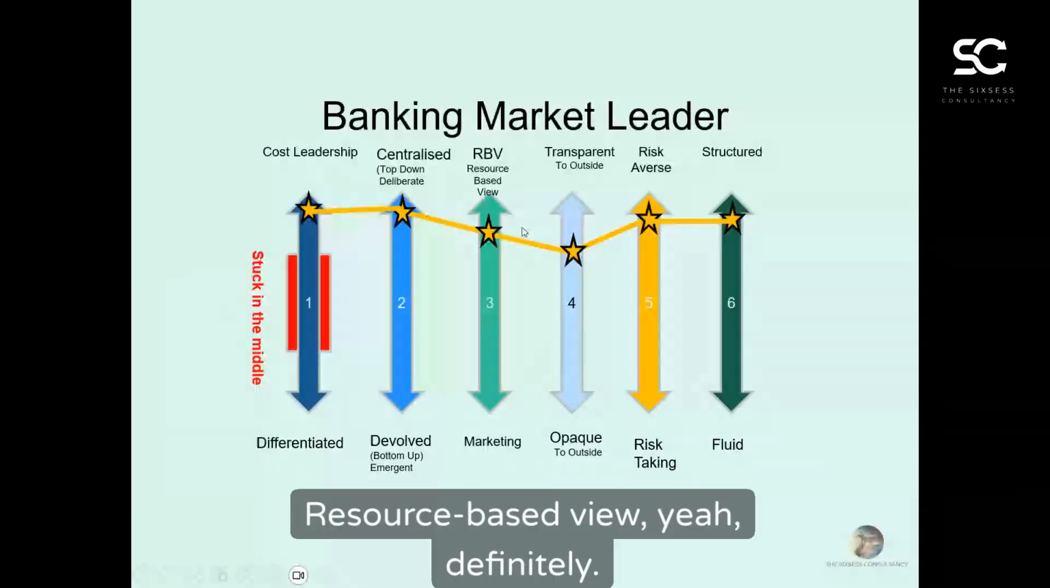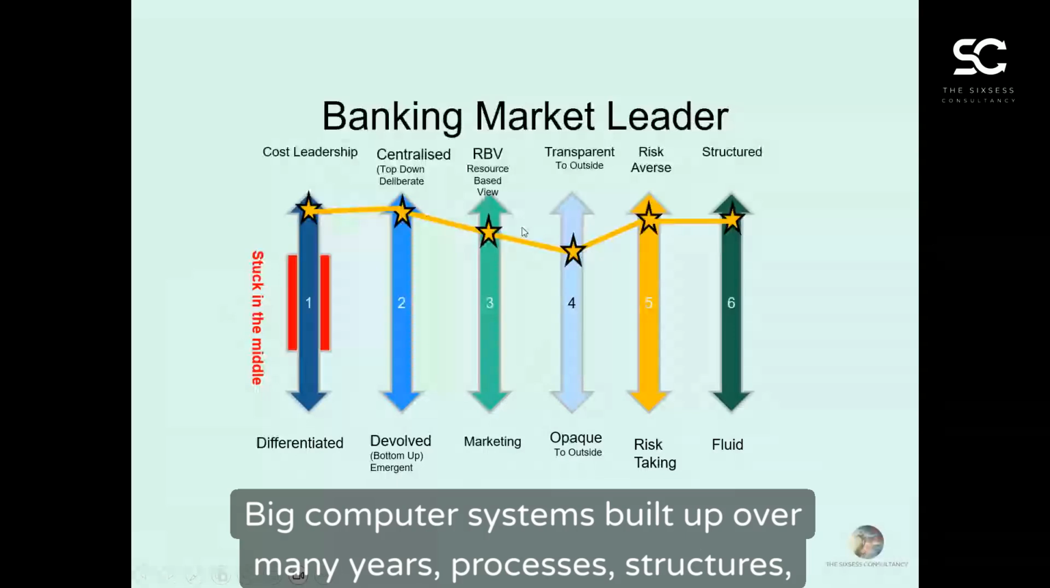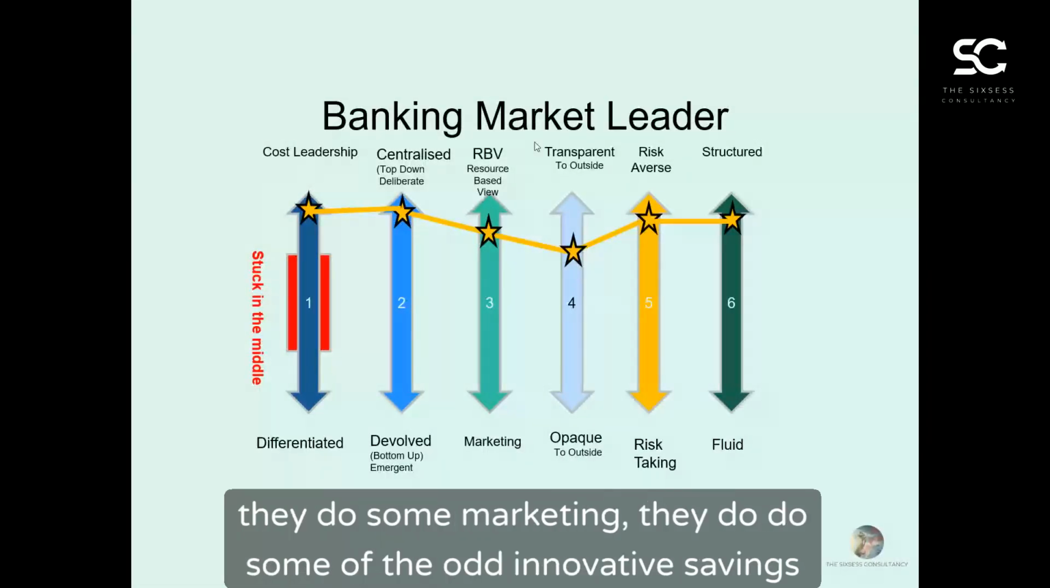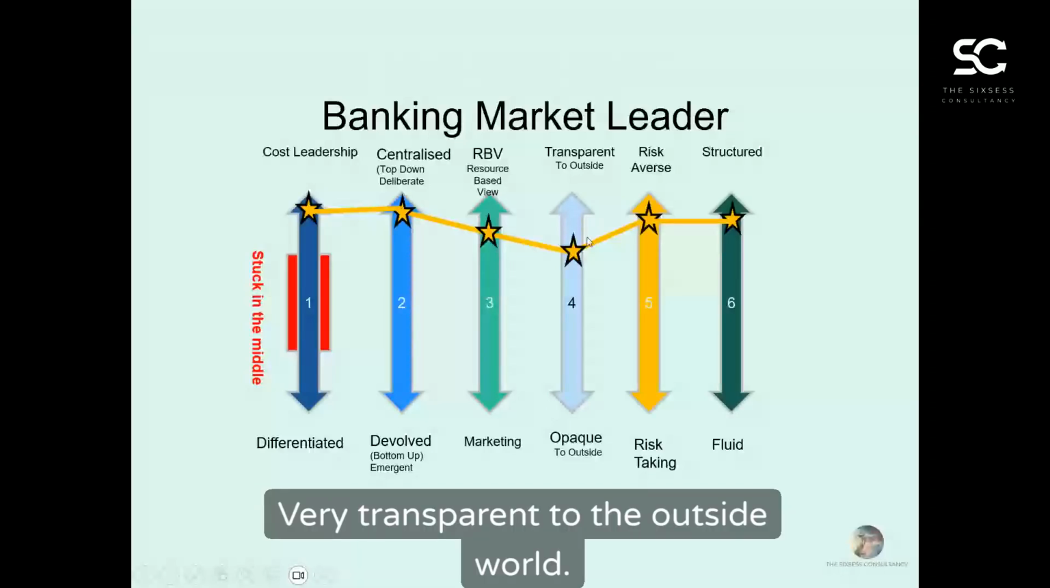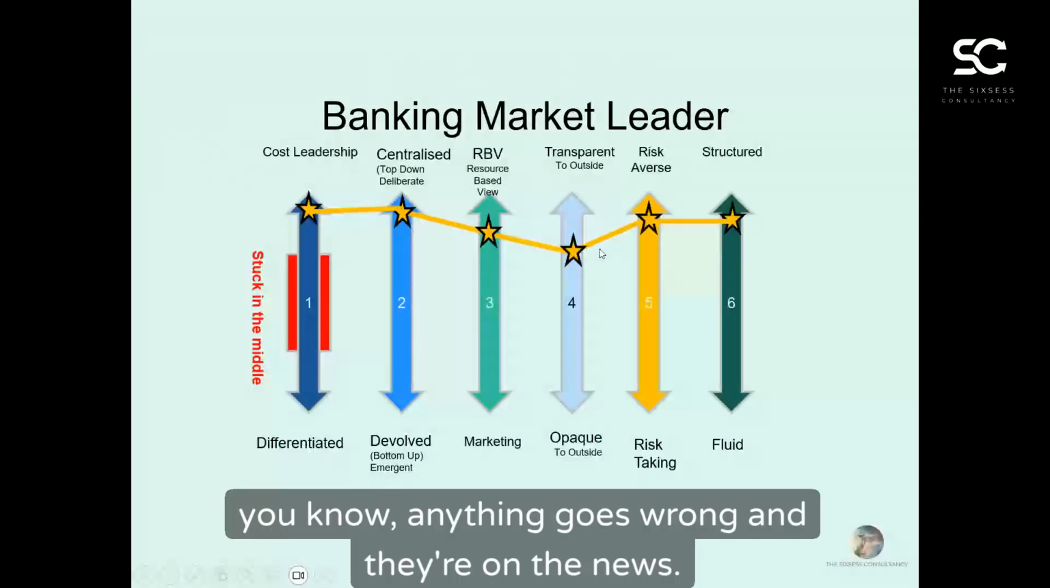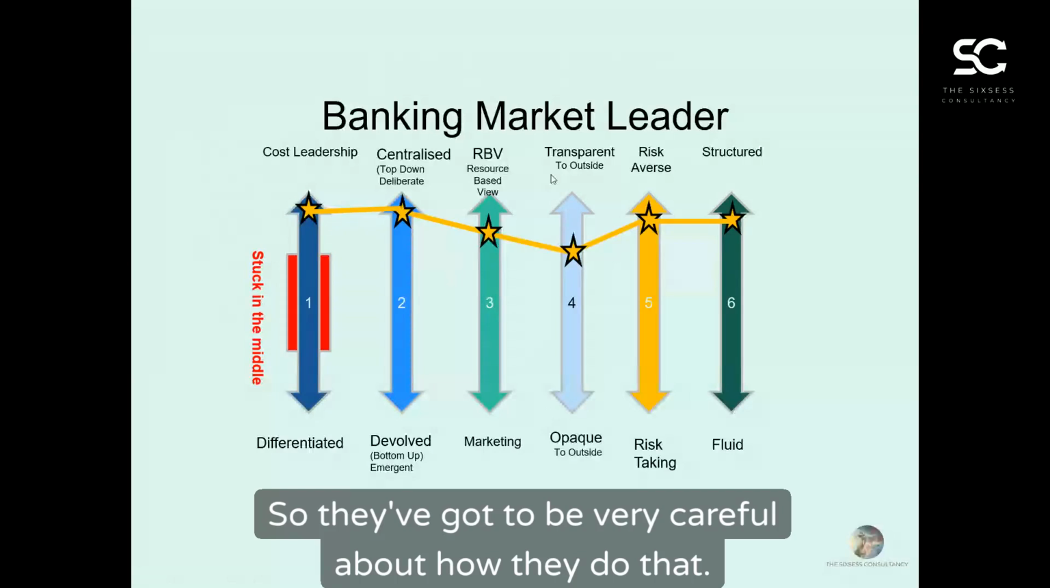Resource-based view, yeah, definitely. Big computer systems built up over many years, processes, structures. They do some marketing. They do the odd innovative savings account, I suppose, but certainly not down the bottom here. Very transparent to the outside world. Anything goes wrong, they're on the news. So they've got to be very careful about how they do that.